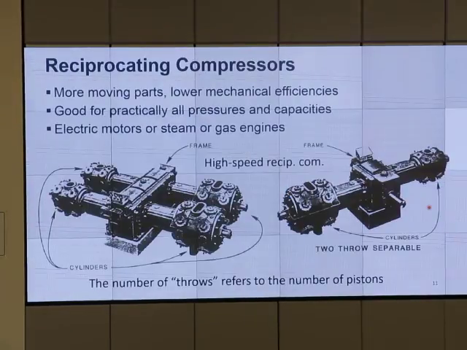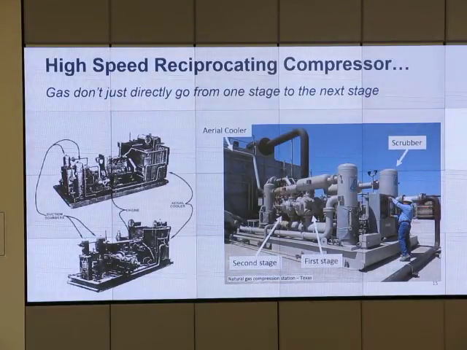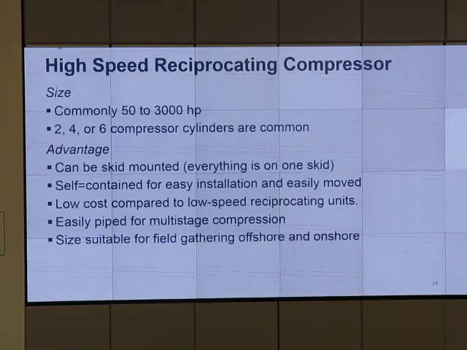Separable, that one. Okay, that's a separable unit. Separable, we can put it on the skid. That's a separable unit. Put it on skid. It is kind of smaller than the integral unit. Okay. High speed or separable unit has from 50 to 3000 horsepower. We can have 2, 4, or 6 compressor cylinders, which are common. Why don't we just do one? Maybe that's because it's not quite balanced, right? If you have both sides, that makes it balance better, more efficient.